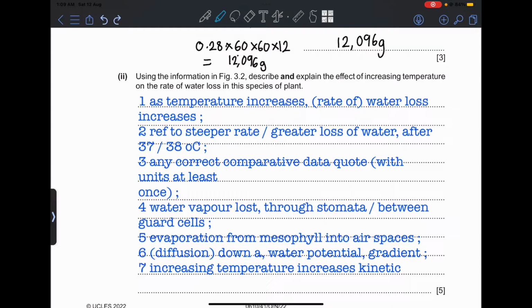Double I, using the information in figure 3.2, describe and explain the effect of increasing temperature on the rate of water loss in the species of plant. So this question wants us to describe what's in the graph and also explain how this can have occurred.